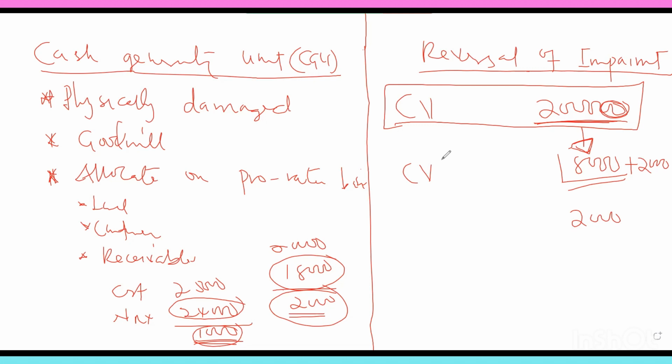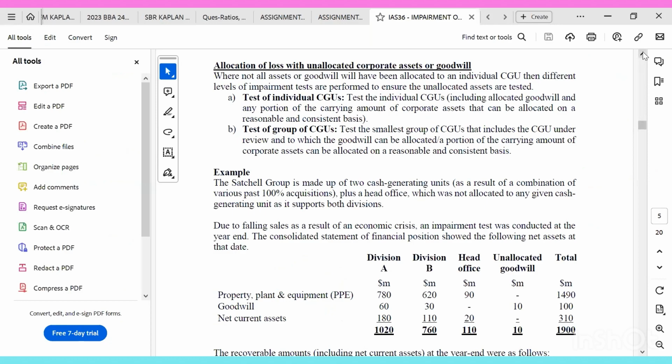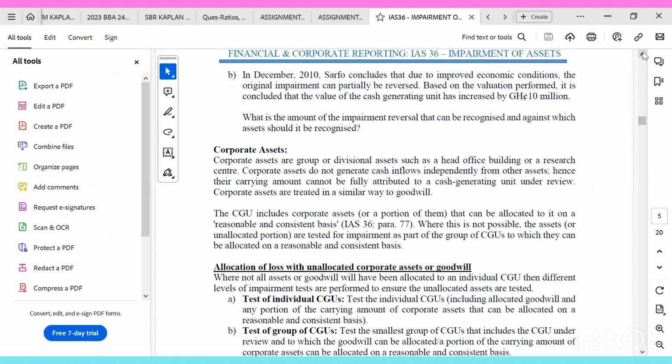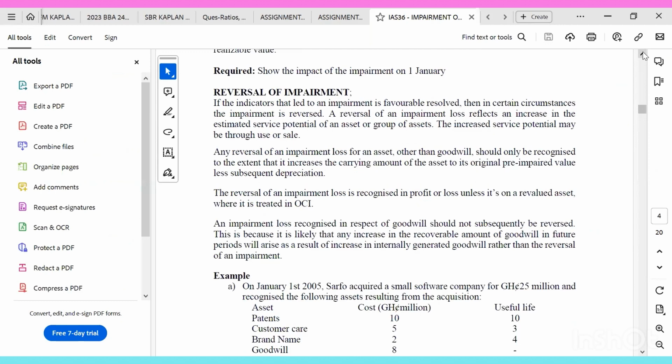So let me just take what the standard says about that. Reversal of impairment. If the indicators that lead to an impairment have a favorable result, then in certain circumstances, the impairment is reversed. A reversal of impairment reflects an increase in the estimated service potential of an asset or group of assets. The increased service potential may be through sale or use.